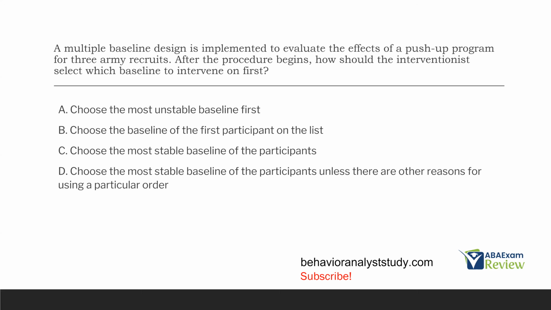And sometimes on the exam, you're going to have two answers that could or could not be right, and one might just be better. D is just a stronger, better answer. It's more specific. Yes, you want to choose the most stable baseline, but if there's a specific reason, as in maybe one participant can only stay in the study for so long, who knows, right? But if there's reasons, then yeah, you're going to use a particular order. But if not, you're going to find the most stable baseline and go from there. So how should the interventionist select which baseline to intervene on first? Well, you're going to choose the most stable baseline of the participants unless there are other reasons for using a particular order.